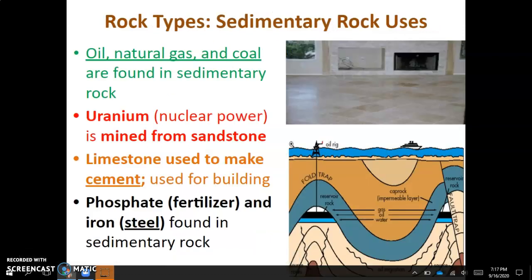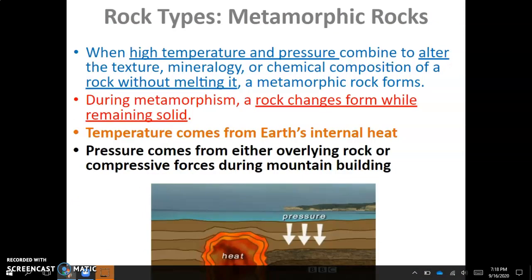Some uses for sedimentary rock: oil, natural gas, and coal are all found in sedimentary rock, and we're going to talk about energy at the very end of this unit. Uranium is mined from sandstone. Uranium is actually what we use to fuel nuclear power plants. Limestone can be used to make cement, and it's also used for building. Phosphates can be used in fertilizer, and iron can be found in sedimentary rock as well. So there are many, many different uses for sedimentary rock.